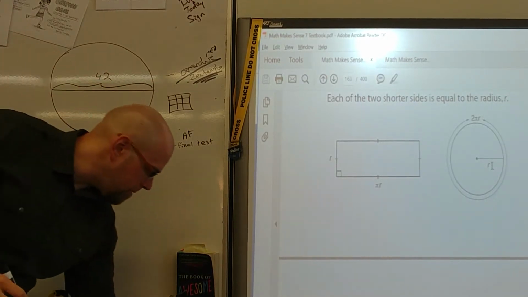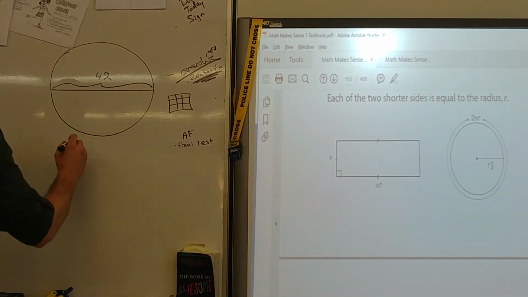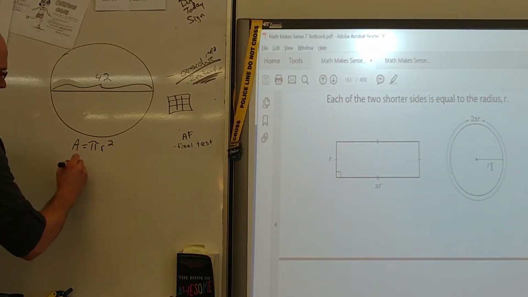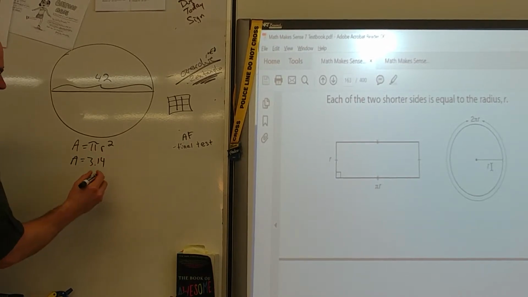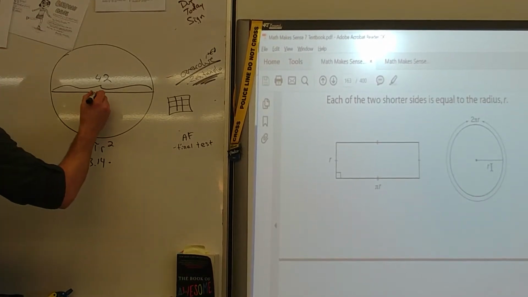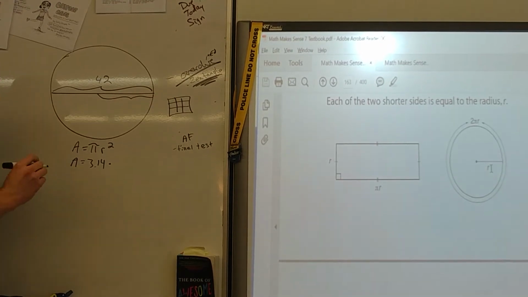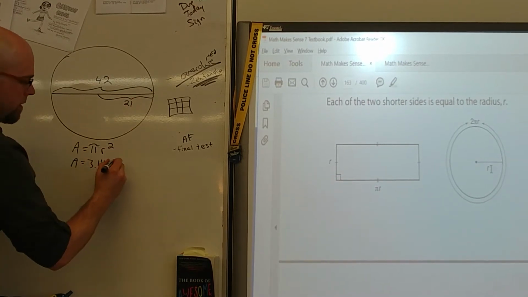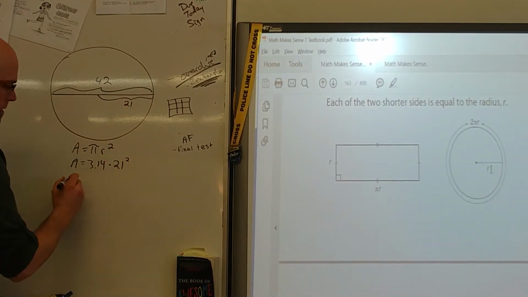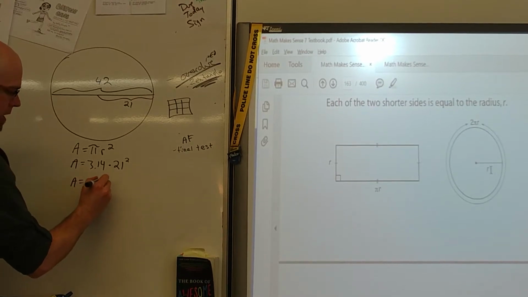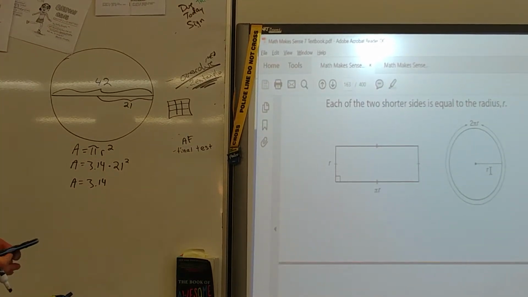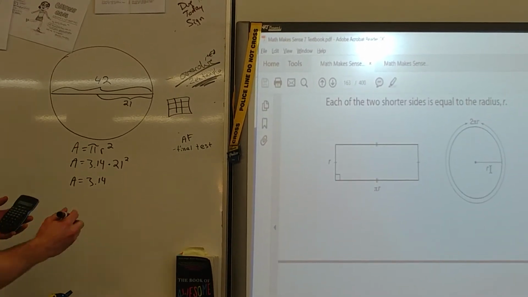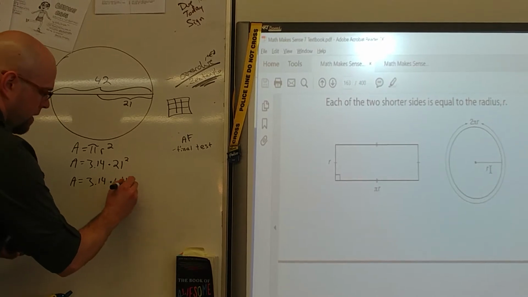Now I'm going to start by writing my formula, because that's always where I begin. Area equals pi r squared. Area equals 3.14, that is pi, times the radius. Well, I don't know the radius, I know the diameter. But I know radius is half of the diameter, so it must be 21, times 21 squared. Well, 21 squared, if I go into my calculator, 21 times 21, equals 441 times pi.